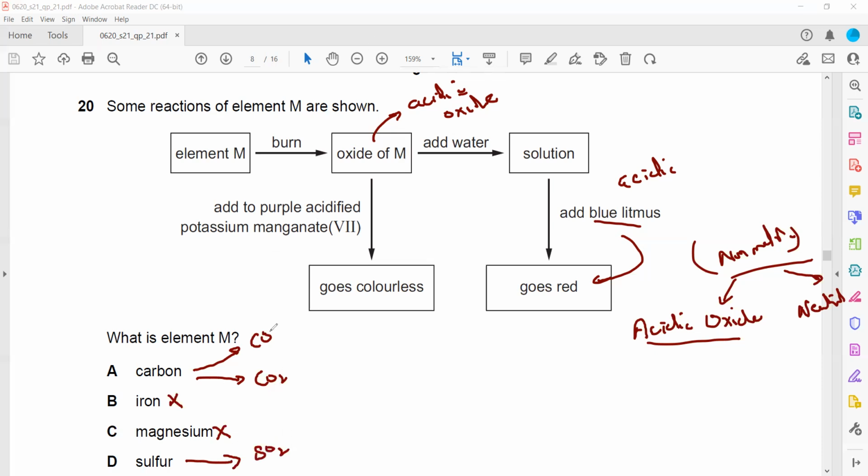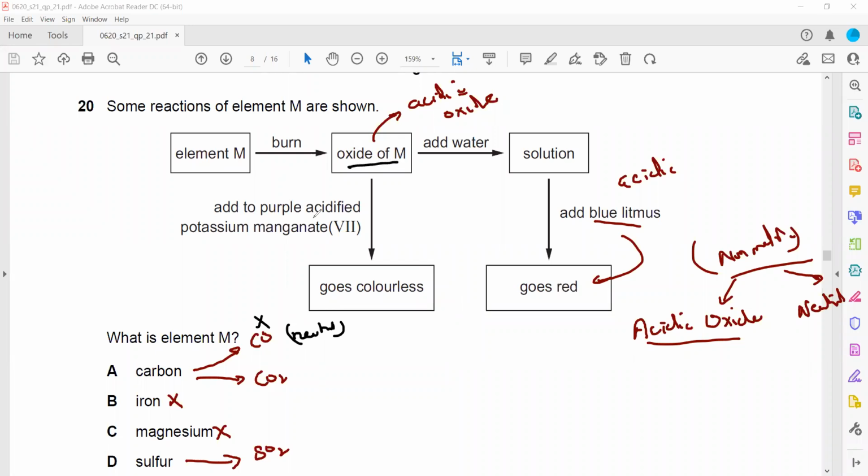Carbon monoxide is neutral. It does not react with acid or alkali, so it cannot be carbon monoxide. Carbon dioxide turns lime water milky. So that is the test. If we want to test for carbon dioxide, we pass it through lime water and it turns milky. But here, what is happening?